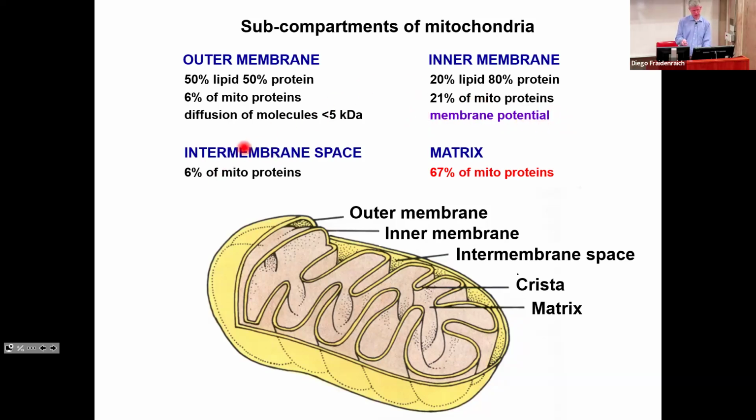The intermembrane space has few proteins, 6%. The majority, you can see, is in the matrix: about 2/3 of all mitochondrial proteins can be found in the matrix. So this is this inner space here, 2/3 of the proteins.